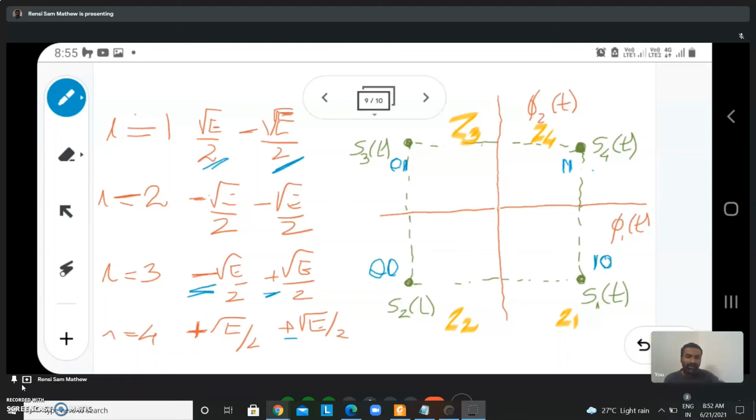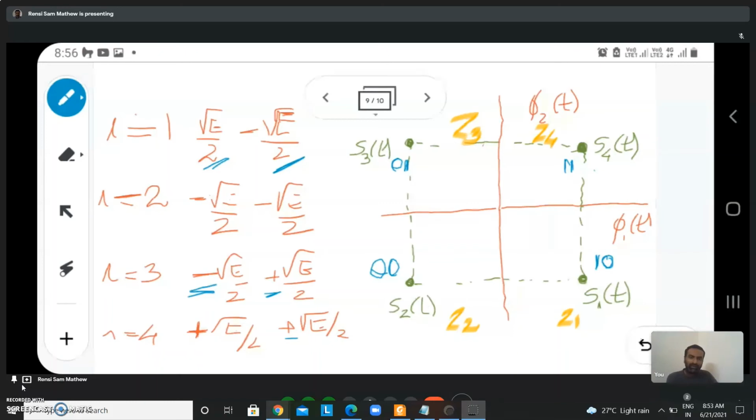So what we are going to do is take 2 bits together. 2 bits form a symbol, and for each symbol you transmit a corresponding signal: S1 of t, S2 of t, S3 of t, or S4 of t. This is received by the receiver and decoded, and we find which region it falls in, and then we say that since it falls in this region, this signal was transmitted.